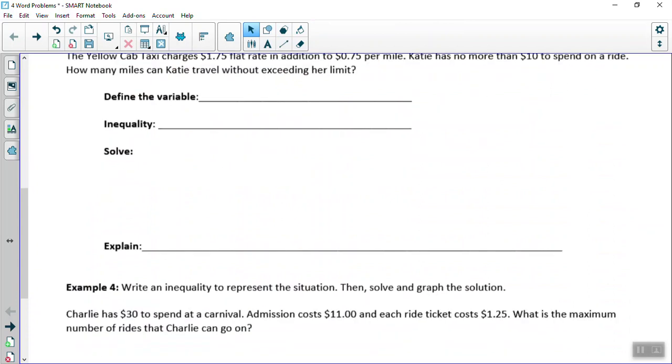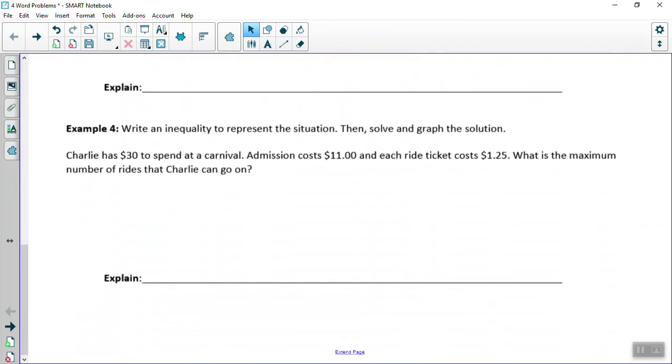Okay, and let's take a look at example 4. Write an inequality to represent the situation, then solve and graph the solution. Charlie has $30 to spend in a carnival. Admission costs $11 and each ride ticket costs $1.25. What is the maximum number of rides that Charlie can go on? All right, so here we go.